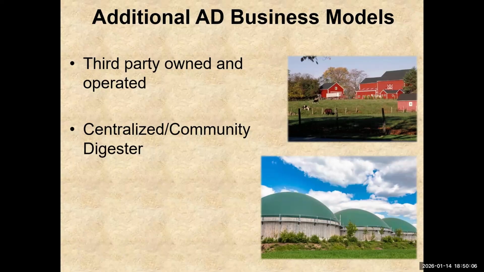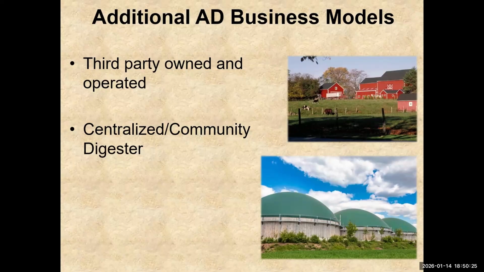And the farmer also provides the digester feedstock. So, with this particular model, this means that the farmer does not have to have the technical expertise to operate the digester, and it lessens the risk for the farmer as the third party is responsible for operating that digester.